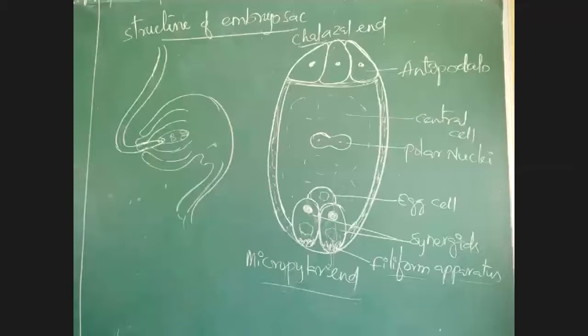Next point, the egg apparatus consists of a middle large egg cell or female gamete, and two lateral synergids.